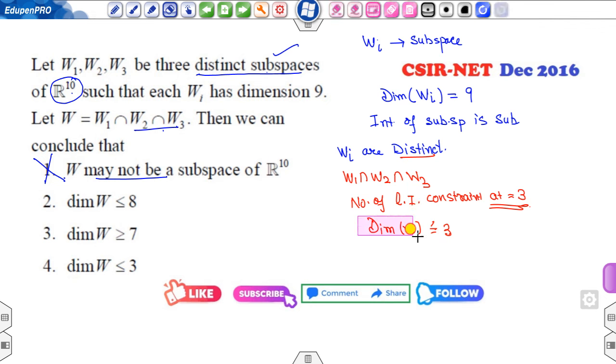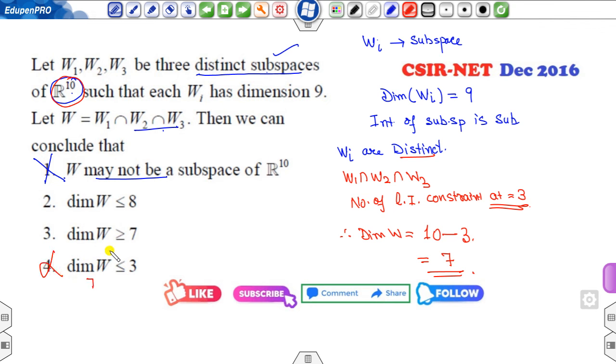So at least three. Therefore, the dimension of this W, what is the space, is 10 minus the number of linearly independent constraints. That's 7. So 7 is less than 3, wrong. Equality is satisfied, 7 satisfied. Always remember, as I told you, the dimension of a vector space you can find as the dimension of the vector space minus the number of linearly independent conditions.